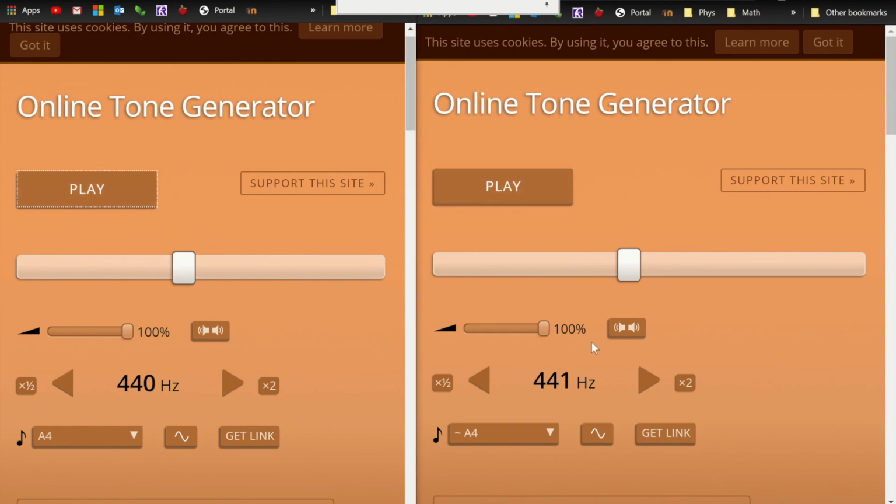What if the frequency difference is a lot higher? What if one is 440 and the other one is 460? Now there's a frequency difference of 20 hertz. That means the beat should be at 20 cycles per second also. It's almost too difficult to pick up with the 20 hertz frequency difference.